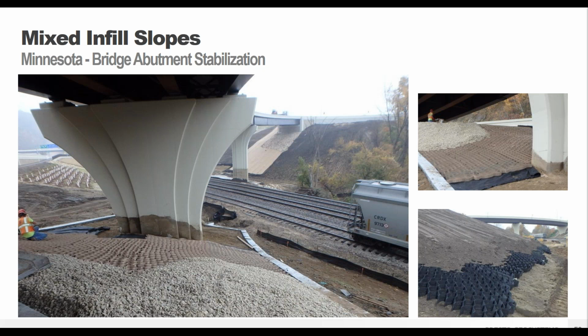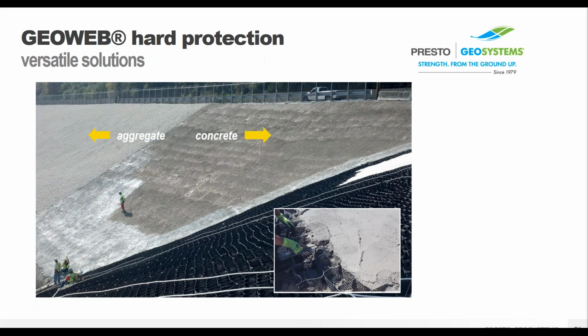And in this case, the project was actually a mixture of topsoil and aggregate. The aggregate was used underneath the bridge where it was in shade, so vegetation wouldn't grow. And then out in the open, they actually allowed for topsoil and vegetation growth to have that more natural look. So you can definitely mix infills back and forth to be what your project needs. It doesn't have to just be one or the other.